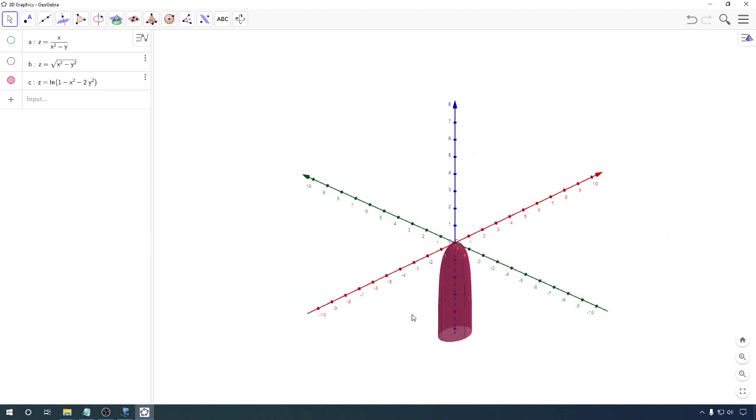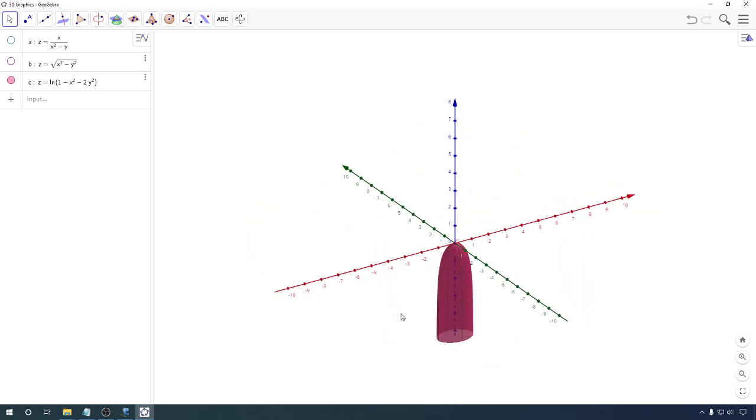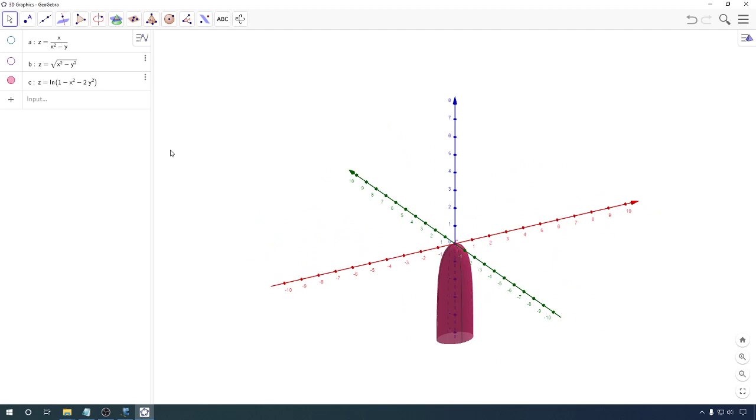But it actually is a pretty nice looking graph despite working with natural logarithms. Now, along the edge of the ellipse, it is actually going down to negative infinity. We're only seeing part of this surface. It does continue down to negative infinity as we approach the actual ellipse.